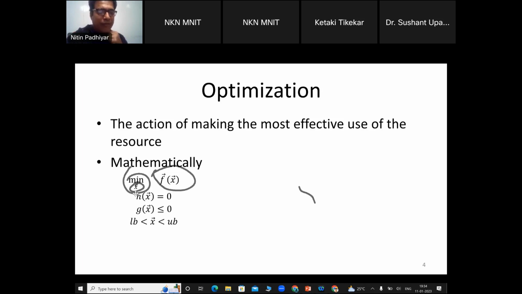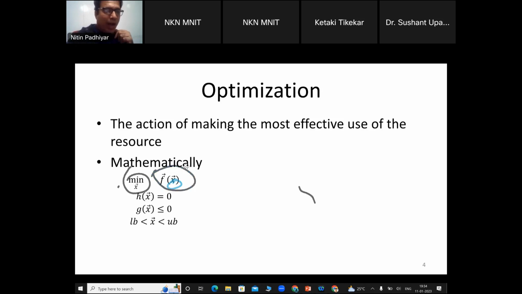So f is the objective function that I would like to either maximize or minimize. Here I mentioned minimize. And in general, f also could be a vector. That means I can have multiple criteria. One could be maximization, one could be minimization, and so on. So symbolically, I want to minimize the f vector. That means I want to minimize f1, f2, f3 up to fn. And for that, I will take an action in terms of x. So symbolically, we do it like this.